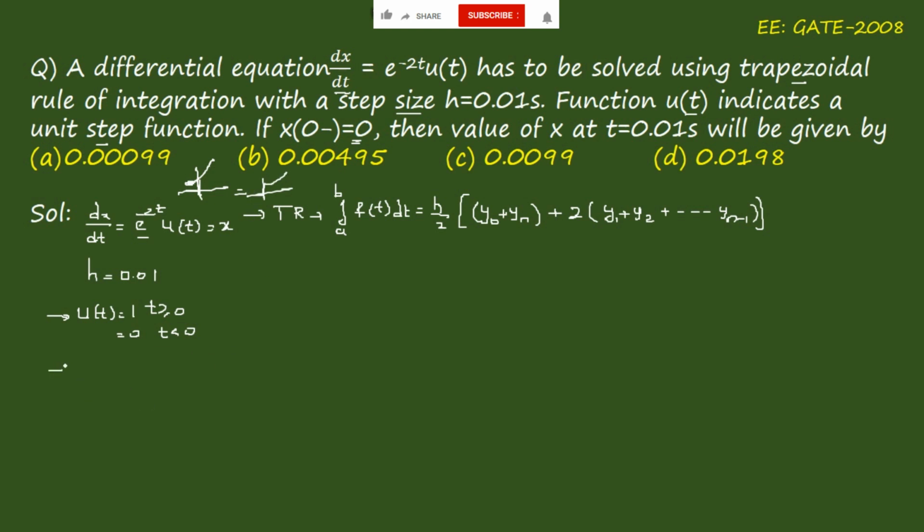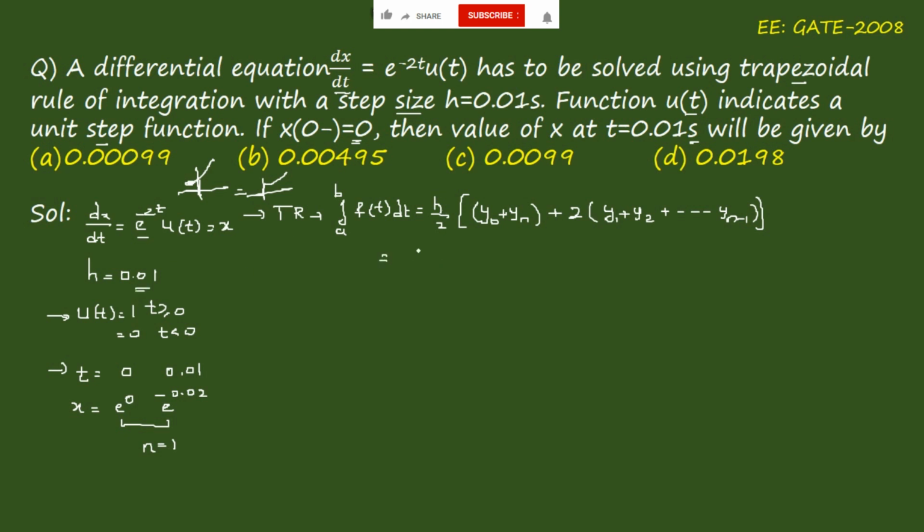Now they're asking us to find the value at t is equal to 0.01 seconds using the trapezoidal rule. What they're saying is that from t is equal to 0 to 0.01, the values are e power 0 and e power minus 0.02. We have to find the area from here to here. How many intervals are there? Only one interval, so n is equal to 1. Here all the values are given. The h value is given as 0.01, right?